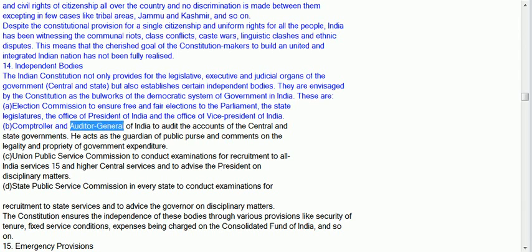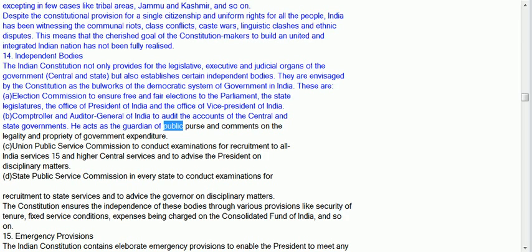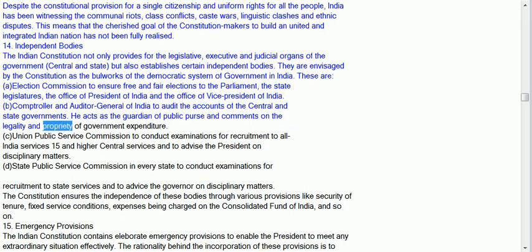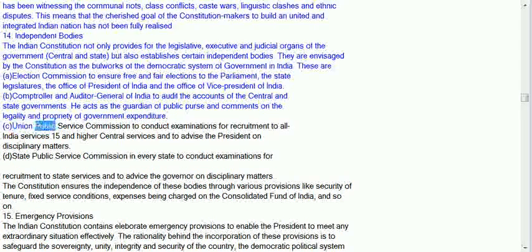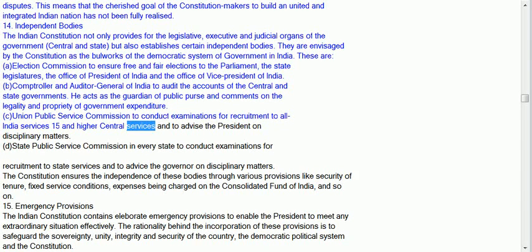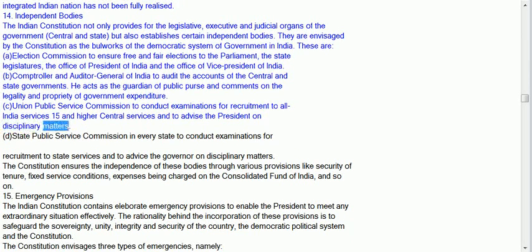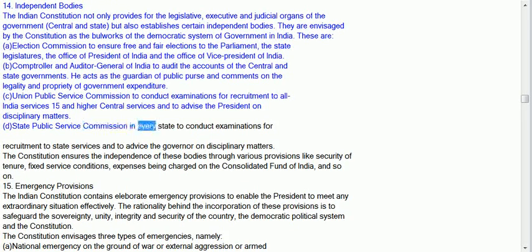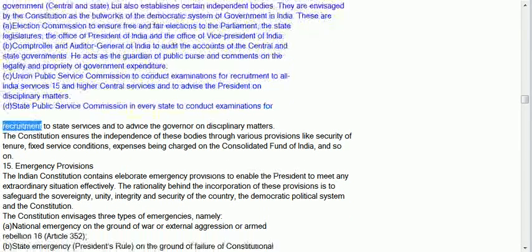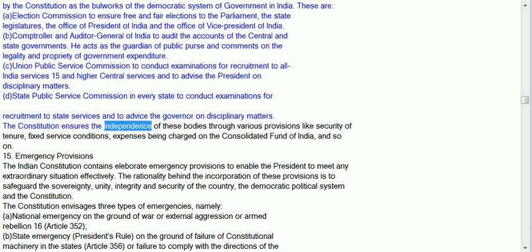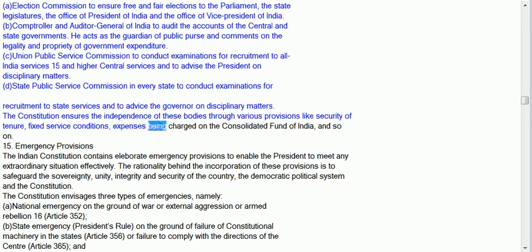b. Controller and Auditor General of India to audit the accounts of the central and state governments. He acts as the guardian of public purse and comments on the legality and propriety of government expenditure. c. Union Public Service Commission to conduct examinations for recruitment to all India Services and higher central services and to advise the President on disciplinary matters. d. State Public Service Commission in every state to conduct examinations for recruitment to state services and to advise the Governor on disciplinary matters. The Constitution ensures the independence of these bodies through various provisions like security of tenure, fixed service conditions, expenses being charged on the Consolidated Fund of India, and so on.